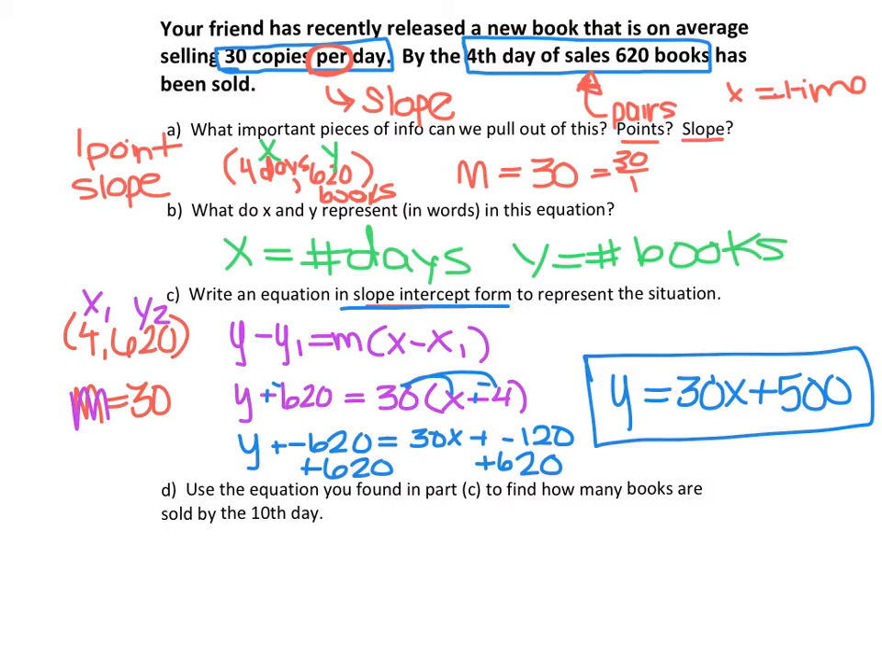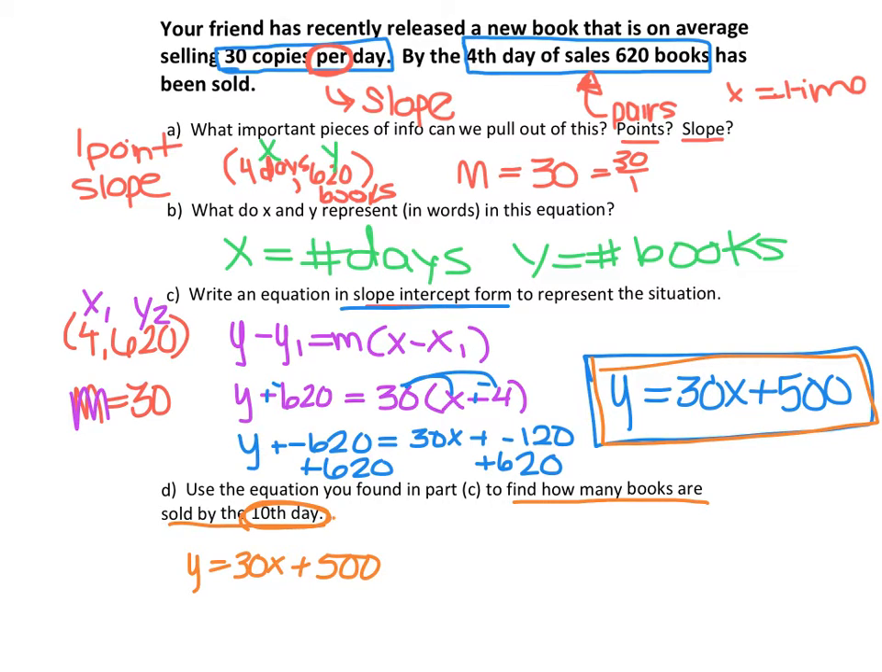So now this last part down here says use the equation that you found in part C to find how many books are sold on the 10th day. So we need to find how many books are sold on the 10th day. 10th day is the information that we are given. So we need to use this equation here, y equals 30x plus 500, to figure out how many books are sold by the 10th day.